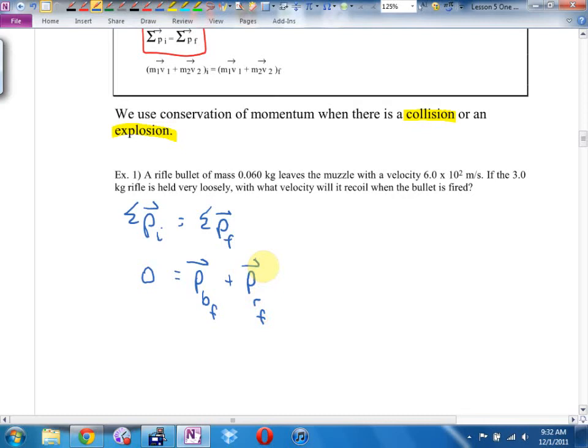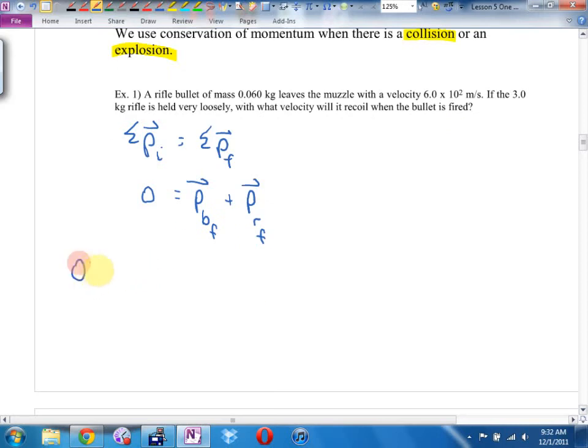And we've defined momentum. What did we say momentum was? What times what? Okay, so this is going to be 0 equals the mass of the bullet times the velocity of the bullet final plus the mass of the rifle, velocity of the rifle final.